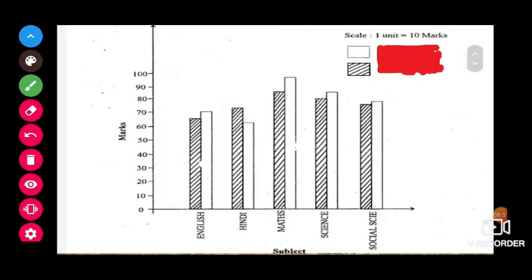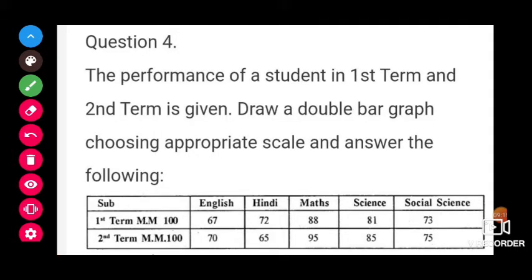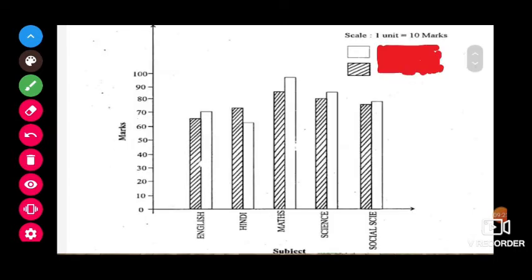Here, double bar. See, each and every subject is having two bars. One bar is showing the first term and the second bar is showing the second term. And these designs and all, even in the previous bar graph also, you can do your own design in your own way. Okay. Now here English. First term, how many did they get? 67. And the second term 70.